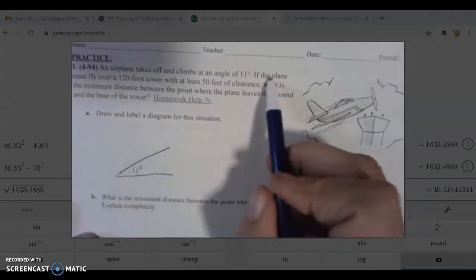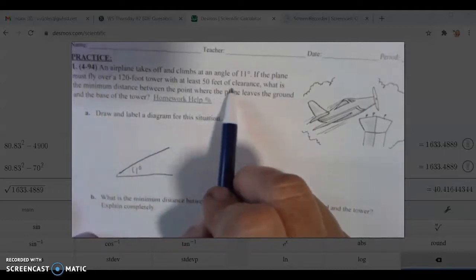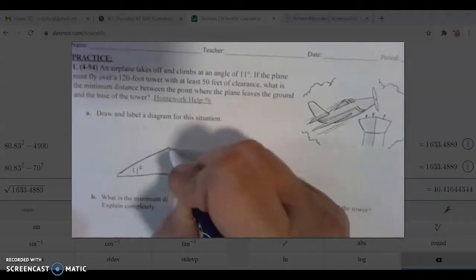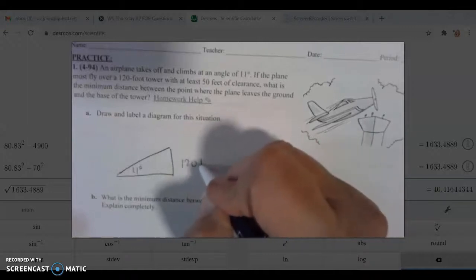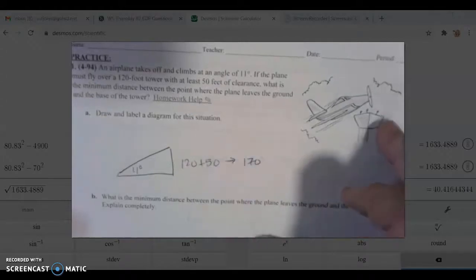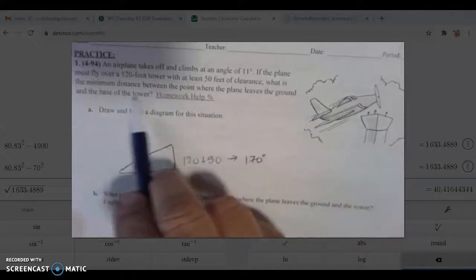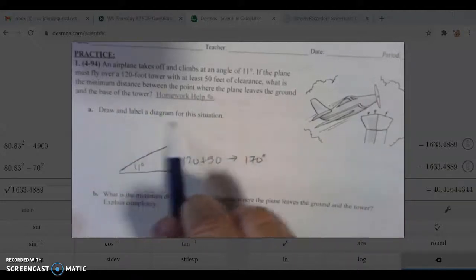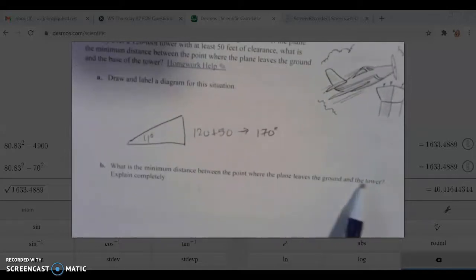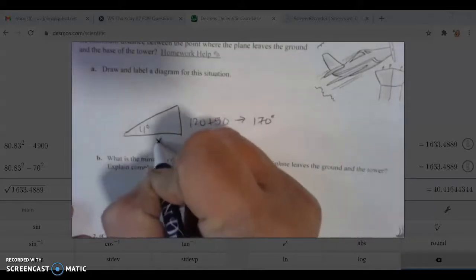He takes off. If the plane must fly over a 120-foot tower with at least 50 feet of clearance, what is the minimum distance? Well, this is going to be 120 plus 50, or 170 feet, right? Not degrees. And then, where the plane must leave the ground. Draw and label the situation. What is the minimum distance between the point where the plane leaves the ground and the tower? So we're looking for this distance right here.